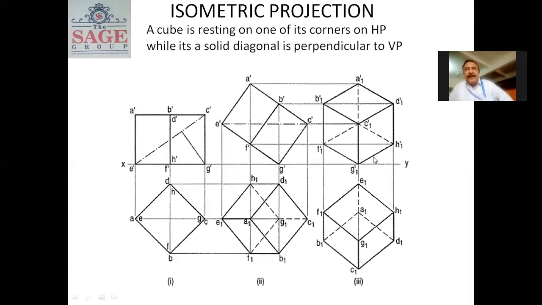Now if we observe this angle, this should be 30 degrees. And if we observe the length of one side of the cube, we get a reduced length here. This is not the true length of the side of the cube. This is reduced length. So this is the principle of isometric projection.